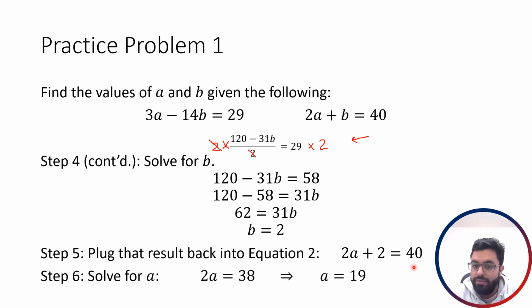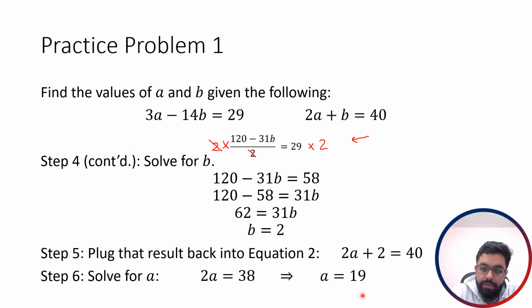So we just have to isolate a, and that's what you get. So first we subtract 2 from both sides. We get 2a equals 38. And then you divide both sides by 2, and you get a equals 19. So there you go.